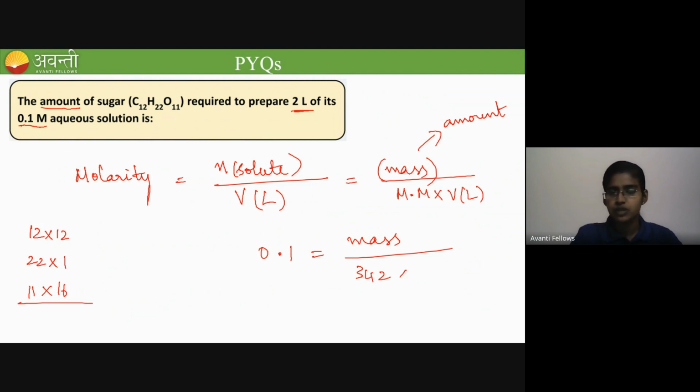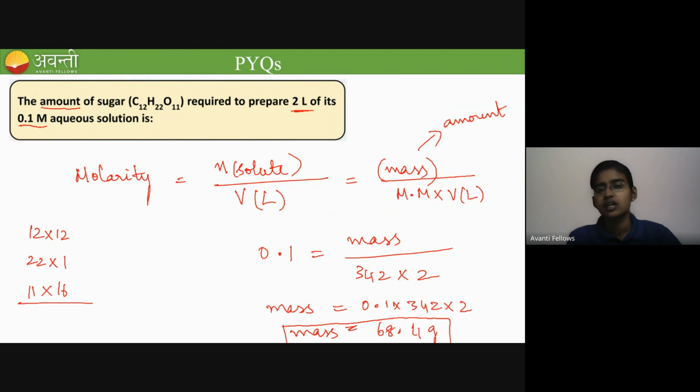And the volume of sugar solution is 2. Okay, now just substitute this. You will get 0.1 into 342 into 2. So we will get 68.4 gram as the mass, as the amount of the sugar required. 68.4 gram of sugar is required to prepare 2 liters of its 0.1 molar aqueous solution.